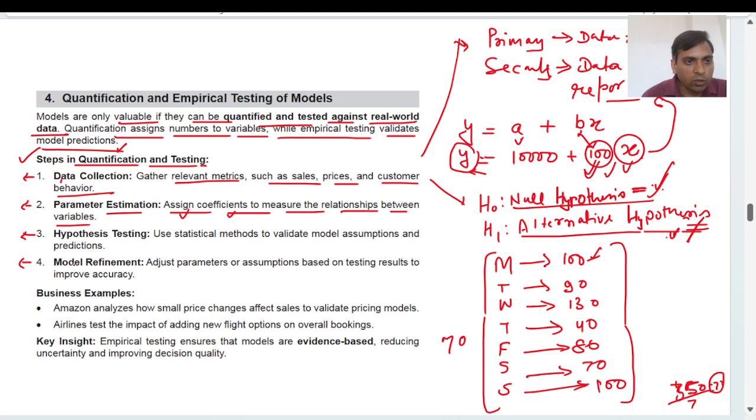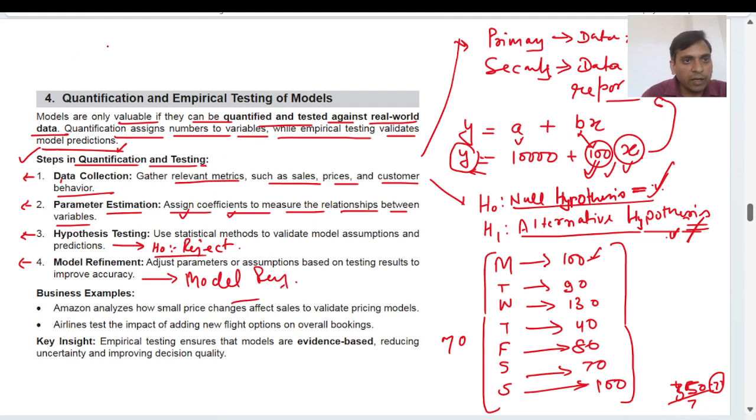Now the next is model refinement. After getting the result from hypothesis testing, suppose the model is rejected. Suppose H0, your assumption, is rejected. So you need to refine your model to accept your null hypothesis, or as per your requirement, sometimes you need to reject your null hypothesis. So this is the model refinement.